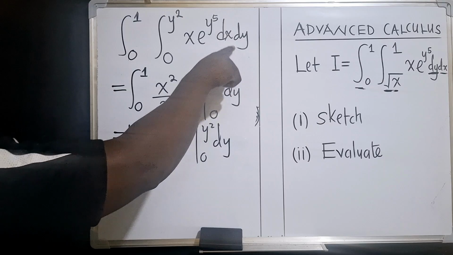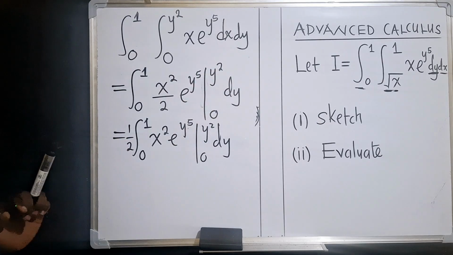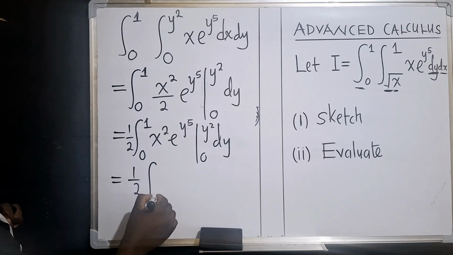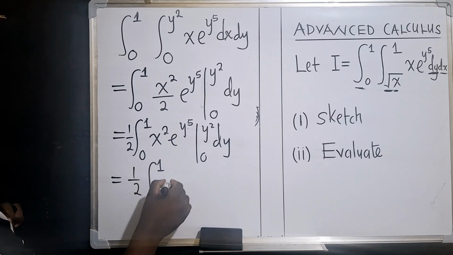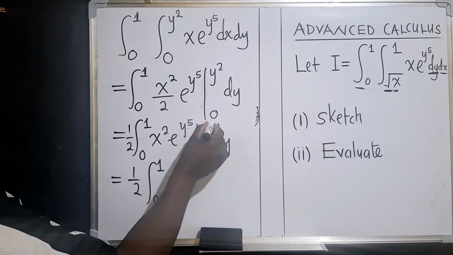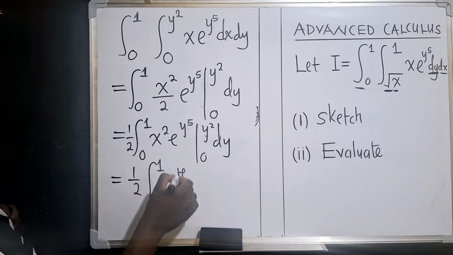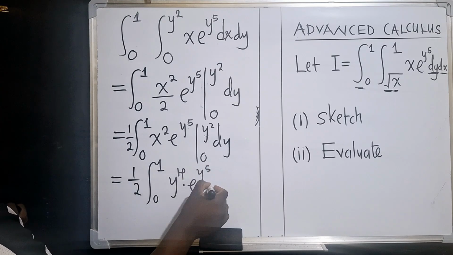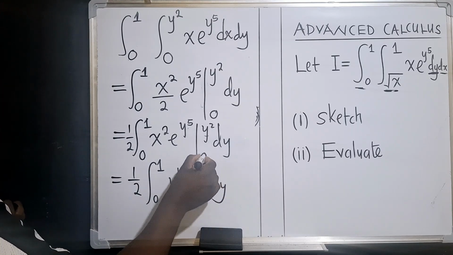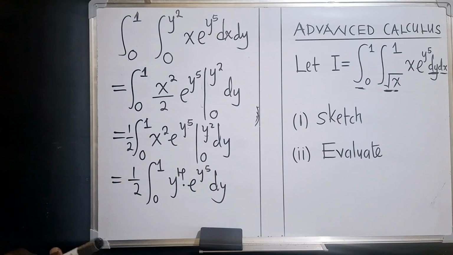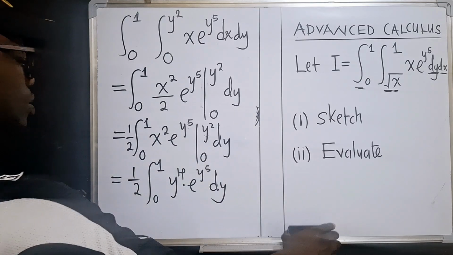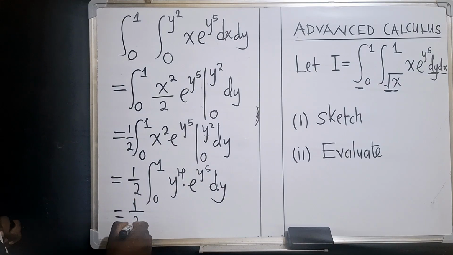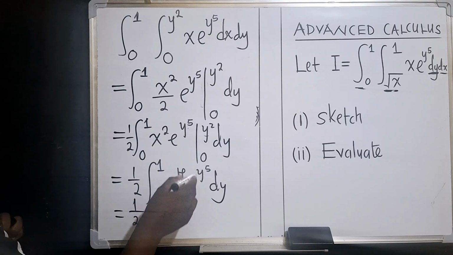So we are respecting x, so whatever is equal to y will be treated as a constant. When we substitute, we are simply getting y power 4. So when we get this y power 2, substitute where x is, it will be y power 4 times e power y power 5, dy. So this 0, when we substitute it, it will just give us a 0. So it's better we just leave it to avoid wasting our time. So from here we can say 1 over 2. Okay, we integrate this one.